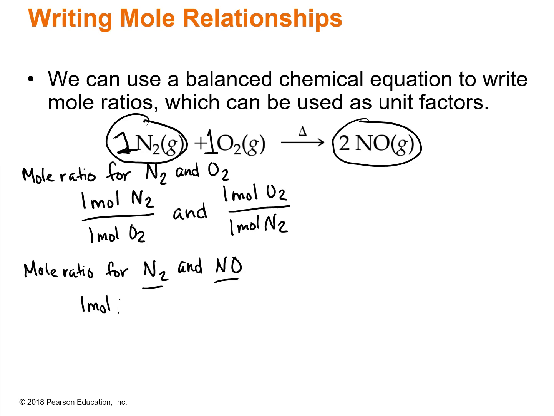We can write 1 mole of nitrogen gas for every 2 moles of nitrogen monoxide. Don't forget about that 2. Whatever number is in front of the compound, that's how many moles you're writing. Once you have one relationship, you can write the reciprocal.